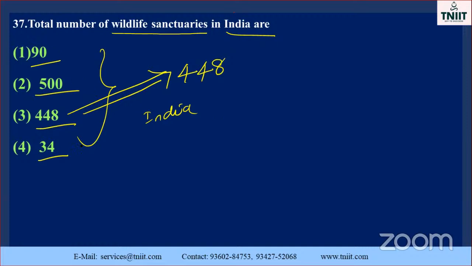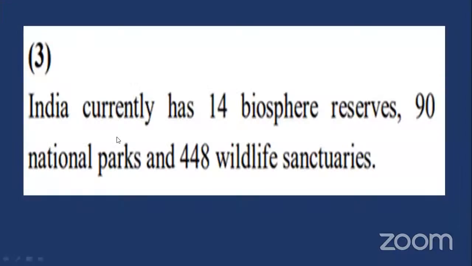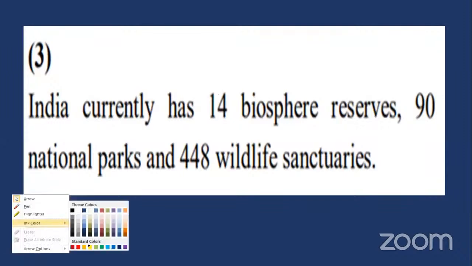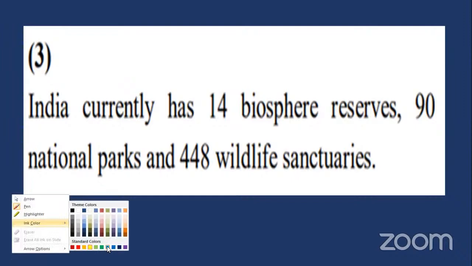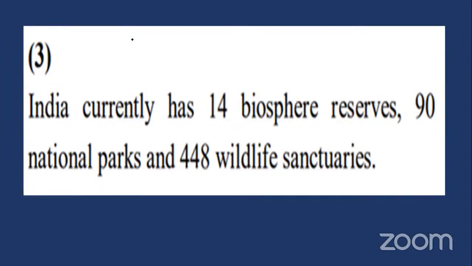900, 500, 34. Total biodiversity, biosphere. It means how many biosphere reserves are in our country? 34. See that key, you will get the answer. India currently has 14 biosphere reserves. So note it down, my dear students. This is very, very important. How many reserves are there? 14 biosphere reserves are there. Okay, so 14 biosphere reserves.